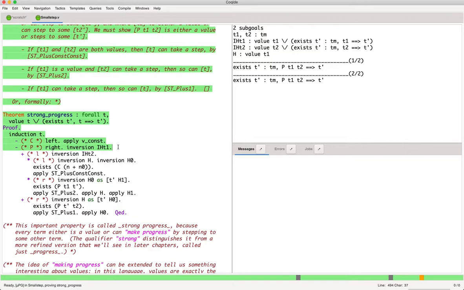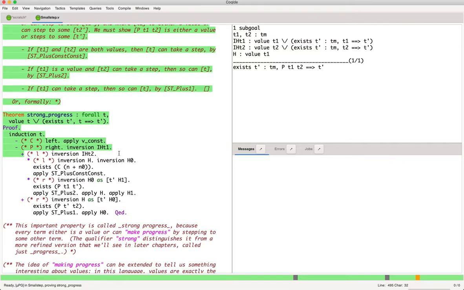So if we do inversion on IHt1, we get two subgoals, right? One for the case where t1 is a value, and another one which you can't see, which is where t1 can step. So if we go into that one, this is the case where t1 is a value.